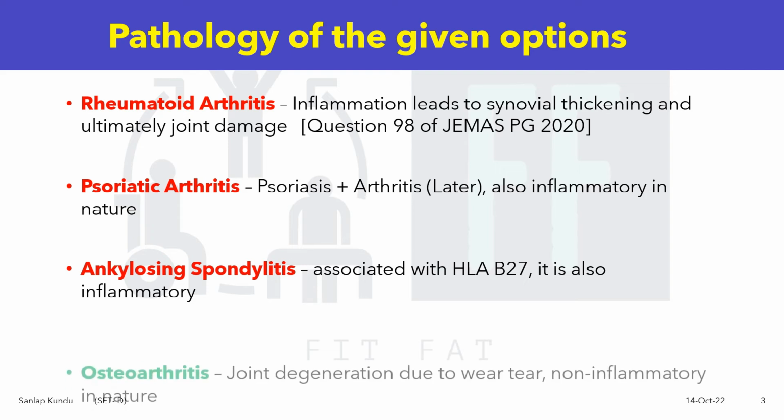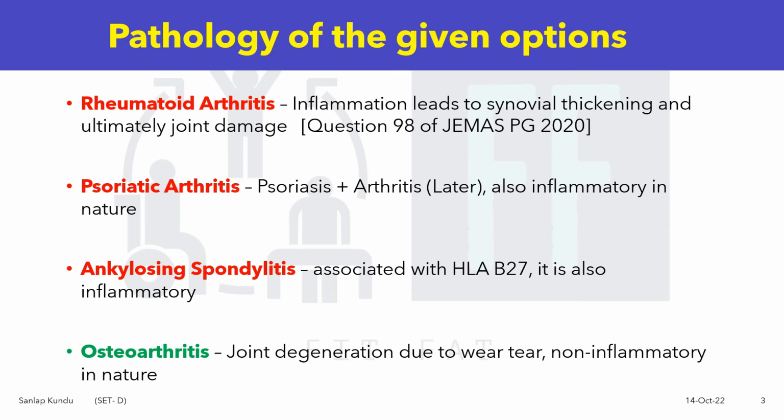Last we have osteoarthritis, that is joint degeneration due to wear and tear, and it is non-inflammatory in nature. But here I want to say that there is -itis in the suffix. I told you earlier that whenever there is -itis, it is most likely that the disease is inflammatory in nature. But in case of osteoarthritis, it is an exception.